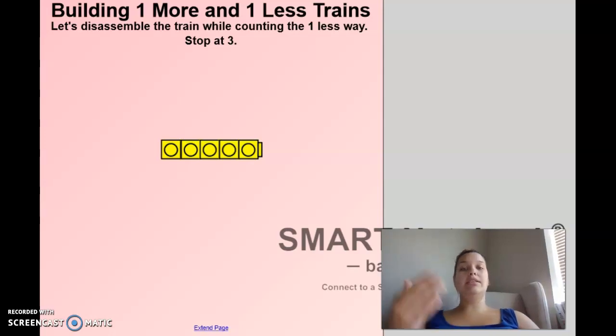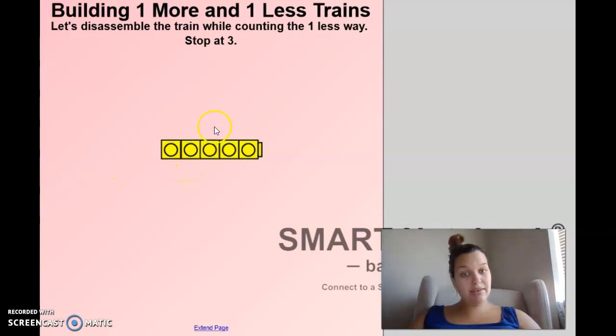Now I want to disassemble the train or take it apart by counting the one less way. But I want to stop at number 3. So do you think you could help me count backwards now? Great. So 5, we have 5 to start with. 4, 3.